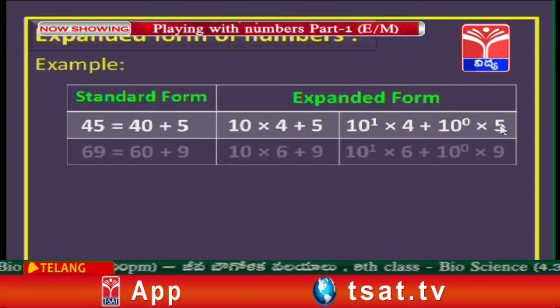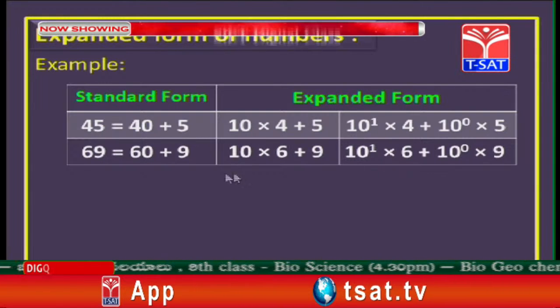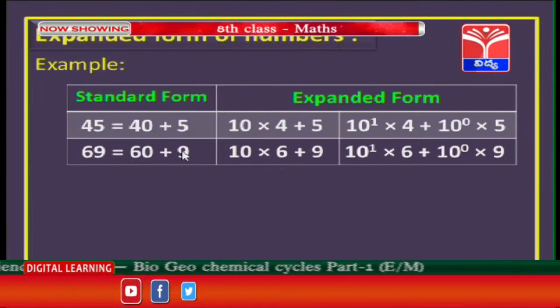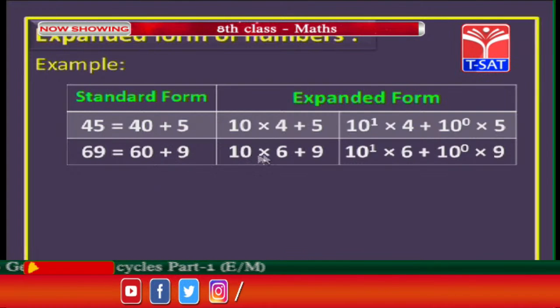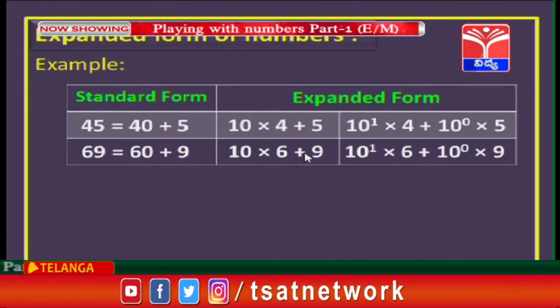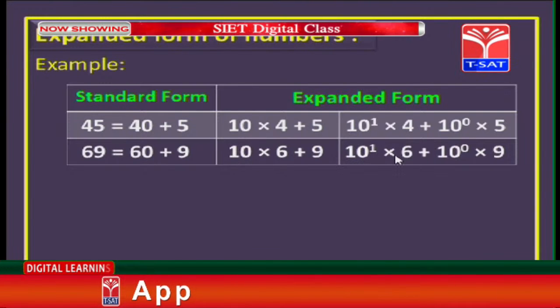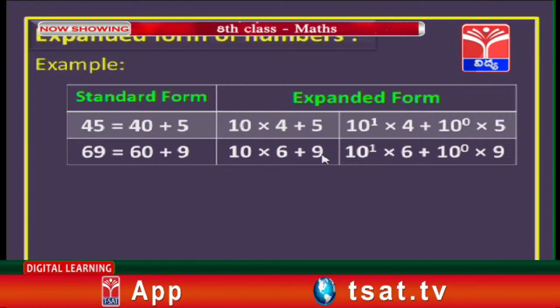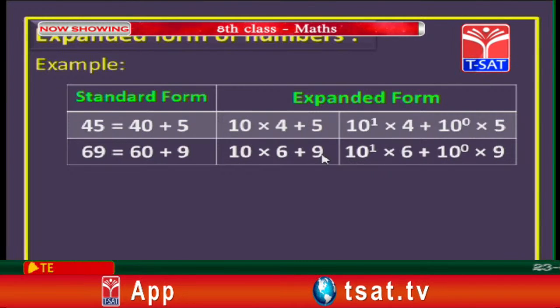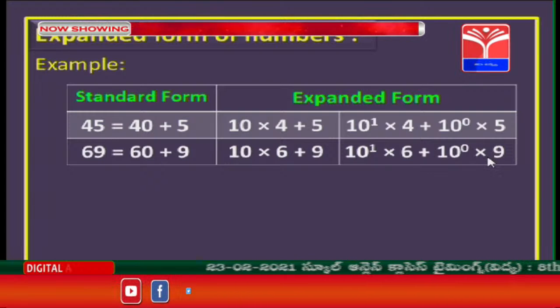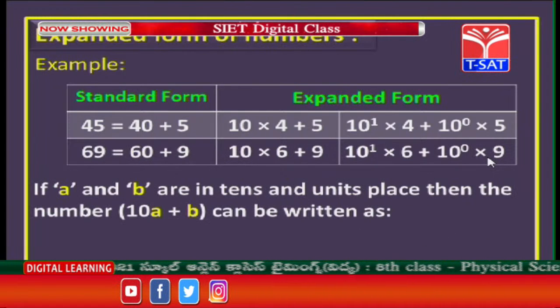Now, let us take another example, children, that is 69. Now, 69 can be written as 60 plus 9. Again, 60 is 10 into 6, so that becomes 60 plus 9. Again 10, we write it as 10 raised to the power of 1 into 6 plus, here only 9 is there, which is nothing but 1 into 9. So, 1 can be written as 10 raised to the power of 0 into 9. So, this is how we generally write the expanded form, children.